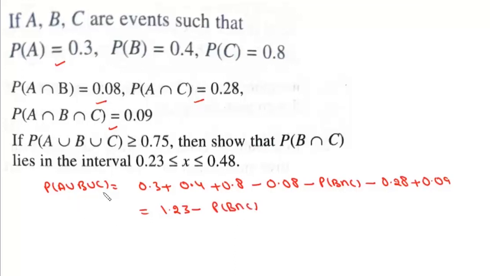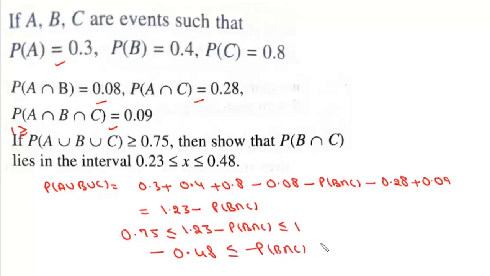Now we're given that probability of A union B union C is always greater than or equal to 0.75, and we also know that any probability is always less than or equal to 1. So this value is greater than 0.75 and will always be less than or equal to 1. Now this is minus 0.48 less than or equal to minus P(B intersection C), and will be less than minus 0.23. Now we multiply it with minus, the inequality sign will reverse. So in that case, we'll get this x lying between 0.23 and 0.48, which is what we need to prove in this question.